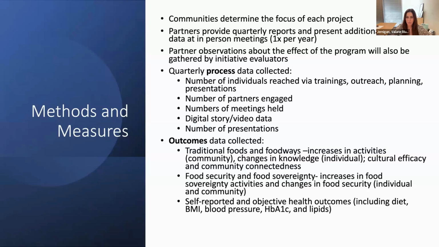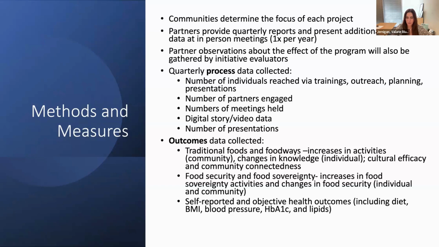And then the outcomes data collected, again, vary by site, but some of the examples of outcomes data being collected: traditional foods and foodways, so increases in knowledge and activities in those areas, food security and food sovereignty, increases in food sovereignty activities and changes in food security.